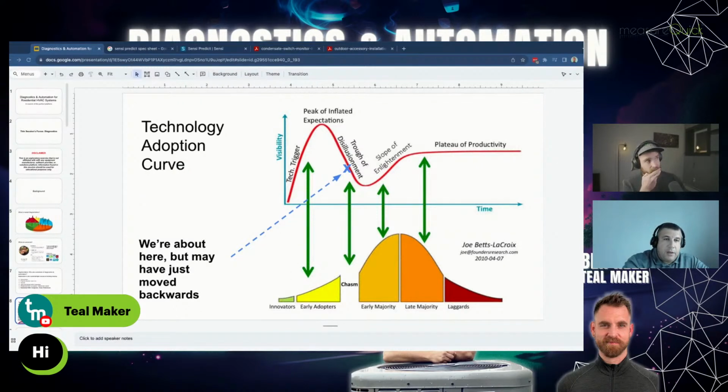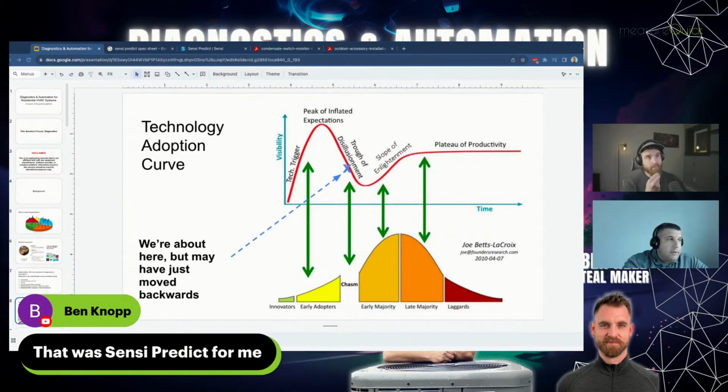Well, I was saying we got a couple comments from Ben Knopp. One of them was about Sensi Predict, and you've got slides coming up. When something gets canceled, it obviously got canceled for a reason. It wasn't a hit the way they thought it was. I think right now we are in that chasm where something really cool got canceled because it didn't get enough traction, and now the rest of us are like, what now? That's why I think we're in that chasm right now.